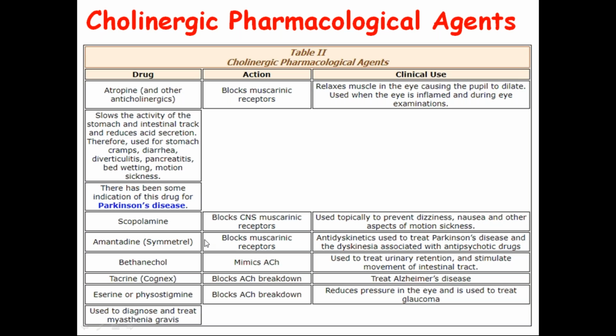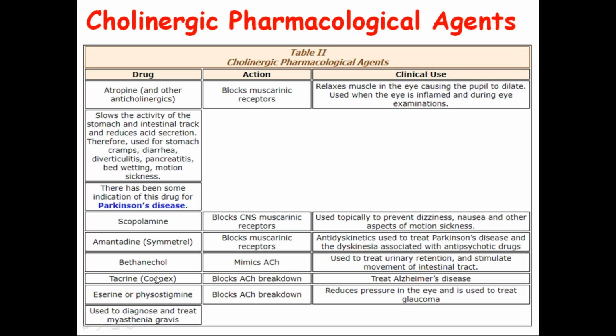Atropine, scopolamine, they are all blocking the muscarinic receptor. Then physostigmine, neostigmine, they are blocking the acetylcholine breakdown. That means they are working on acetylcholinesterase. And this bethanechol is mimicking acetylcholine.